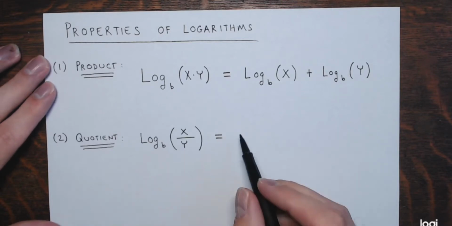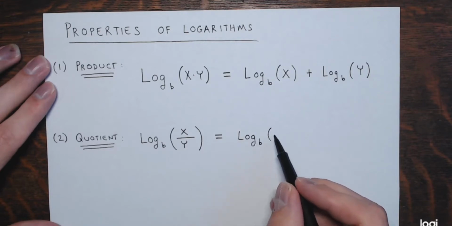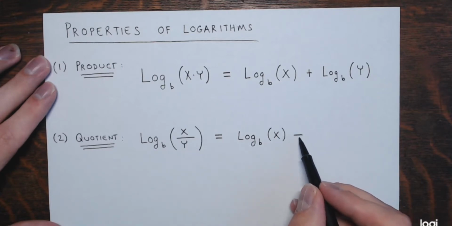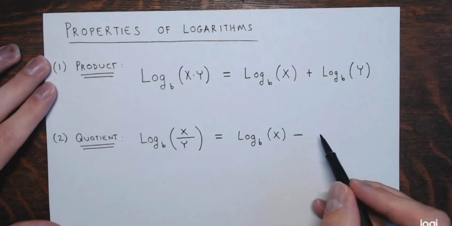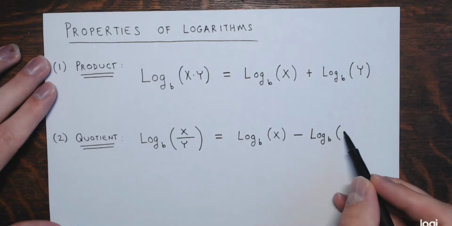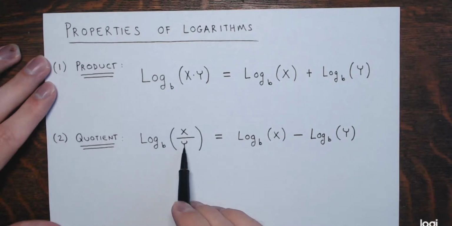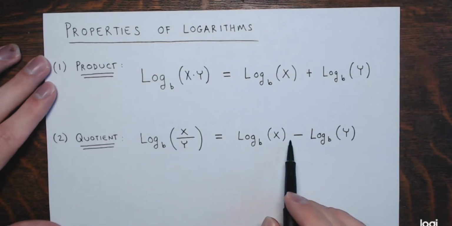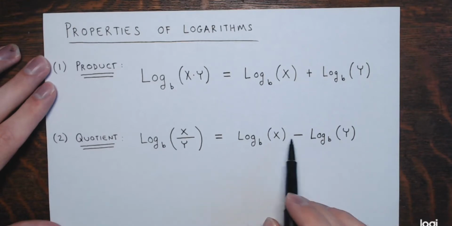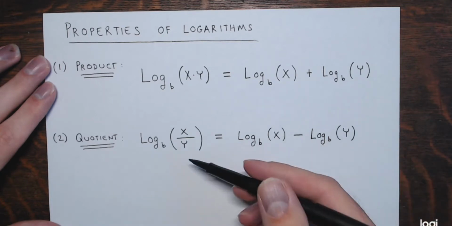This would be equivalent to the logarithm of the numerator. So the log base b of the numerator, which I called x, then minus, it's a difference, minus the logarithm base b of the denominator y. So the logarithm of a fraction, or a quotient, is the difference between the logarithm of the numerator and the logarithm of the denominator. And it's got to come in that order.